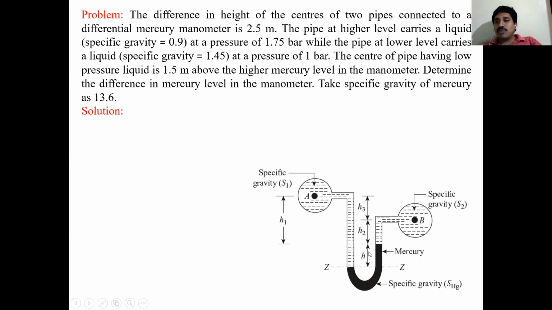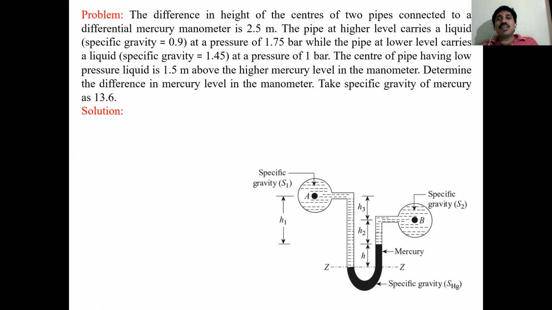H is the difference between the two mercury levels. H2 is the distance from the mercury level to point B, the center of the pipe. Like that, I took the notation. You can also change the notation, no problem, no need to take the same notation. So the pipe at higher level carries liquid of specific gravity 0.9. So S1 is 0.9 and the pressure of the higher pipeline PA is 1.75 bar. For the lower pressure pipeline, S2 is 1.45. The pressure at the lower pipeline PB is 1 bar. So this data is given.